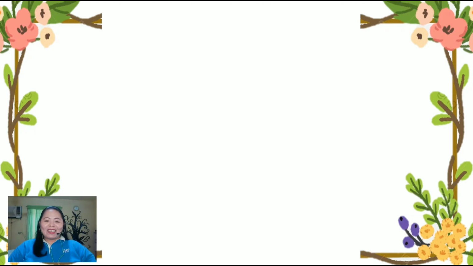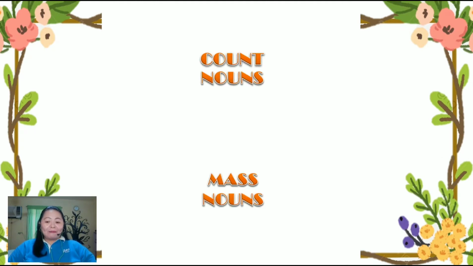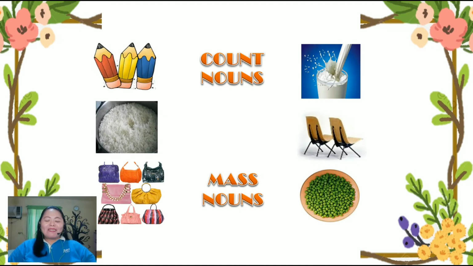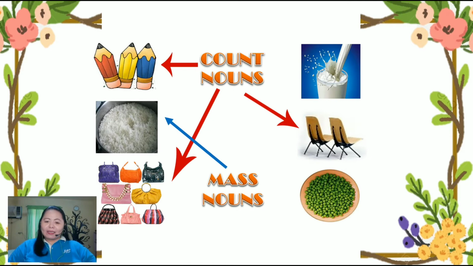Now let us take a look at some examples of count nouns and mass nouns. With these given pictures, which do you think are count nouns? Yes, first we have the pencils. Another one, chairs, exactly. And, of course, bags. How about the mass nouns? Yes, we have here rice, beans or peas, and milk.